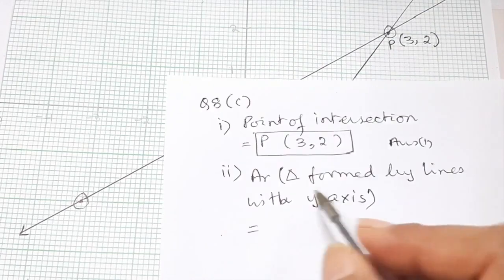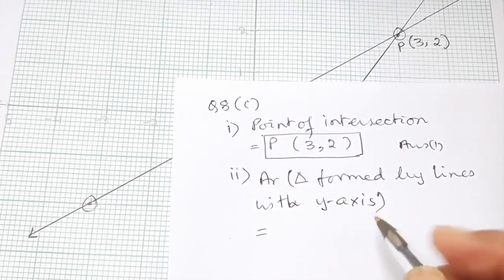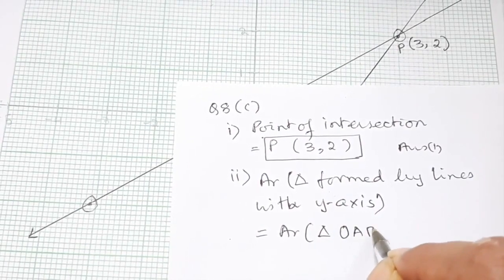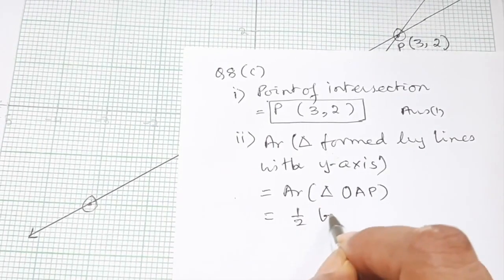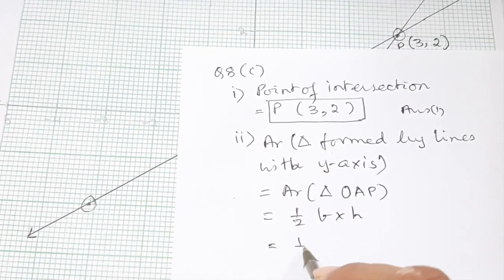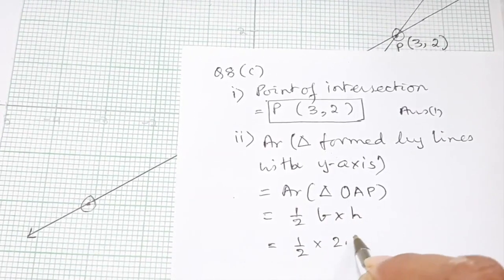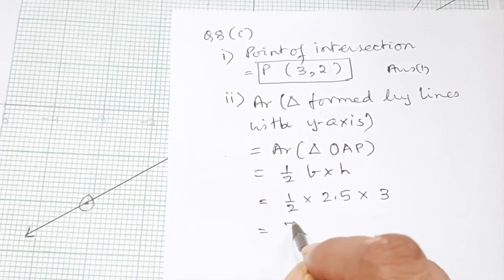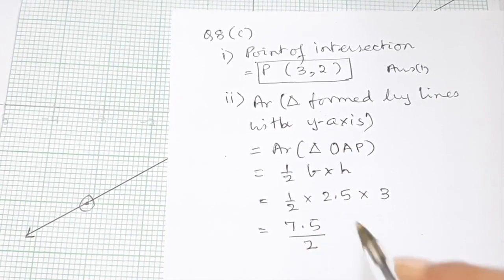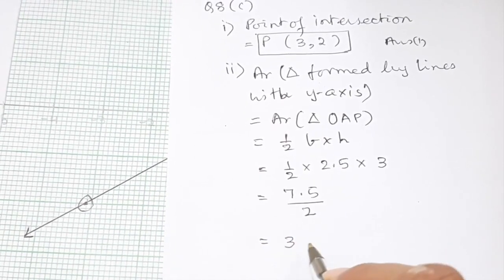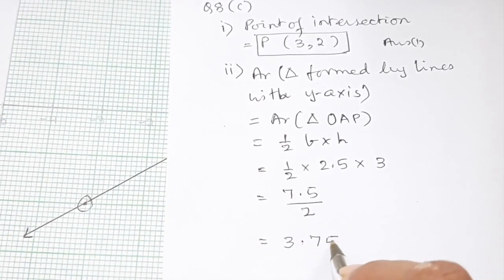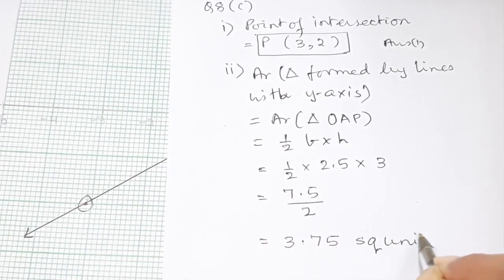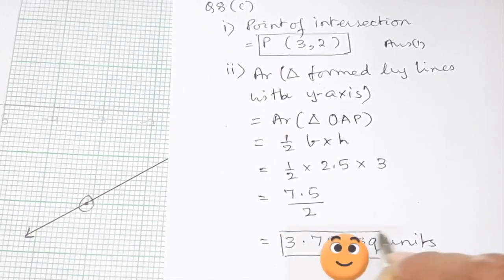So we will write area of triangle formed by the lines with y-axis is the area of triangle OAP, which will be half base into height. Now half base is 2.5 units and the height is 3 units. So that gives us 7.5 upon 2, which is equal to 3.75 square units. And this is our answer 2.